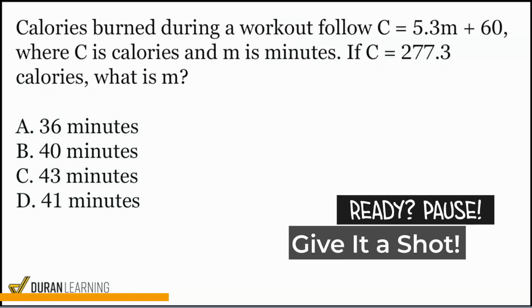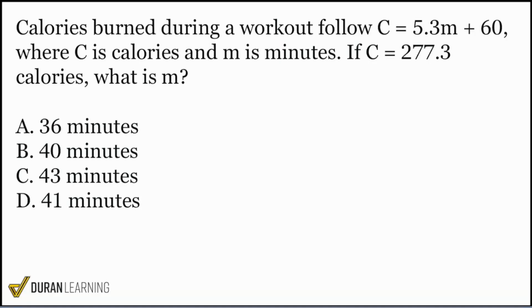All right, new problem. And the first thing we're going to do, per usual, is read that question first. Again, we want to orient ourselves around the goal and not any of the extra information. So here's what it says. It says if C equals 277.3 calories, what is M? Before we have time to freak out about decimals, let's focus on this. What is M? All right, perfect.